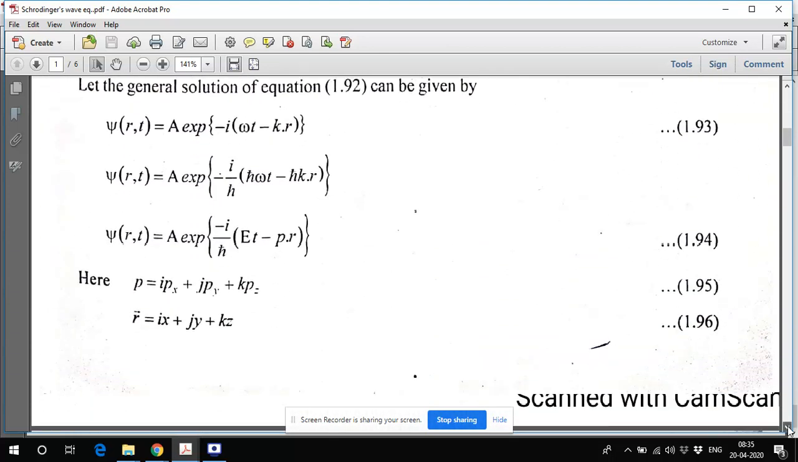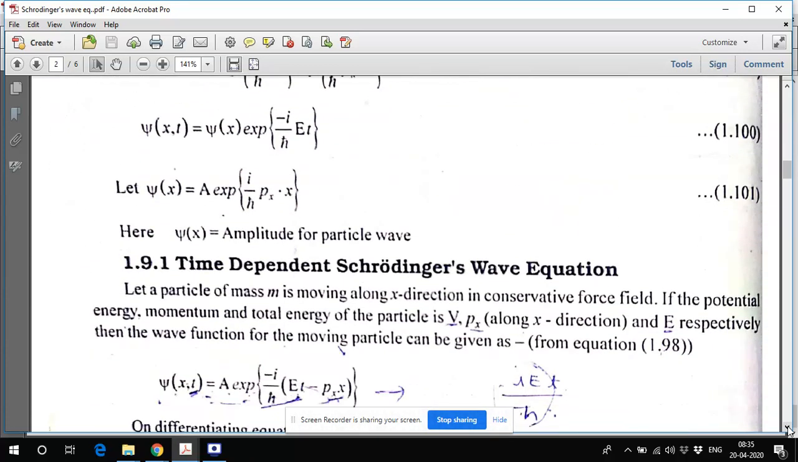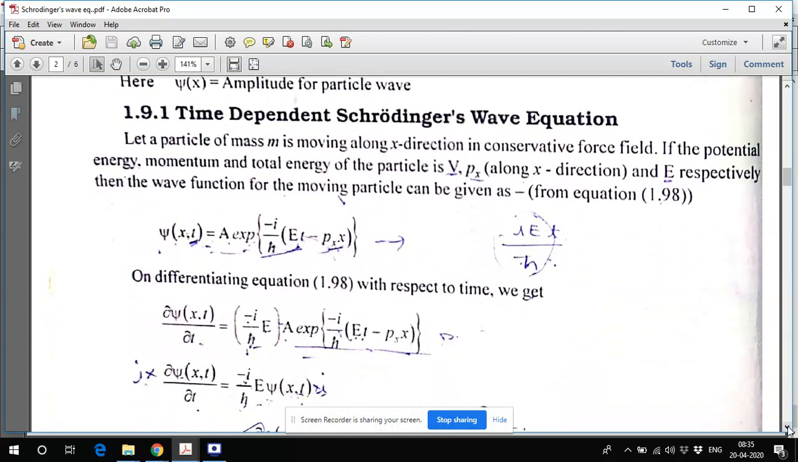Let us turn directly to the derivation of Schrodinger's time dependent wave equation. This was the equation I told you earlier, that we can represent psi, the wave function. This is one dimension because I am taking only x: psi(x,t) equals A exponential of minus i upon h cross, (E t minus p_x x). This is the form of any wave.